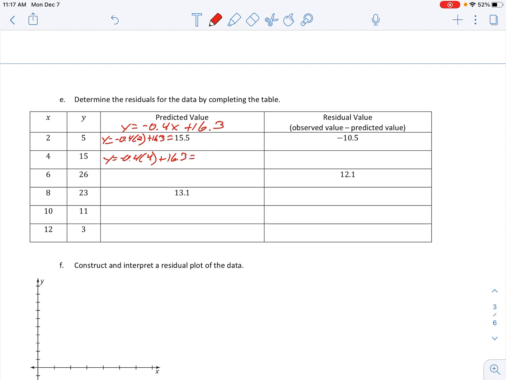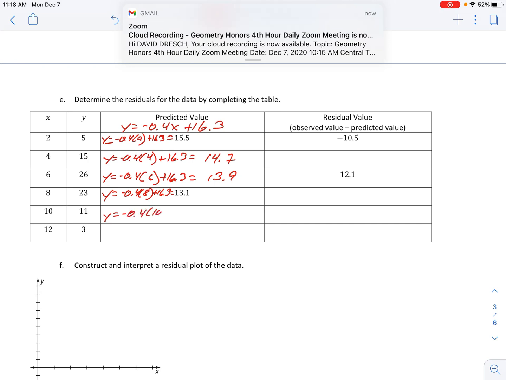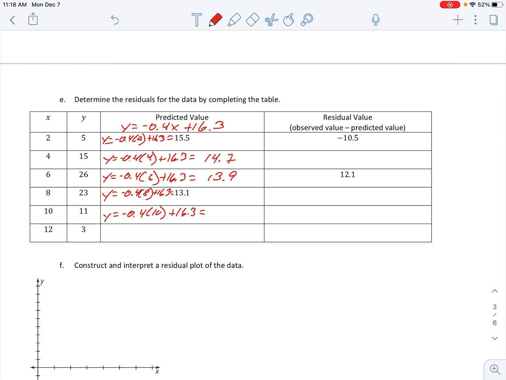Okay, so go to your calculator. Negative 0.4 times 4 plus 16.3 gives me 14.7. And I keep repeating this process. Negative 0.4 times 6 plus 16.3, 13.9. Now they did that for us already. That's where they're getting 13.1 from. Negative 0.4 times 8 plus 16.3 is 13.1. And then for the next one, negative 0.4 times 10 plus 16.3, we get 12.3. And then for the last one, 12: negative 0.4 times 12 plus 16.3 gives me 11.5.